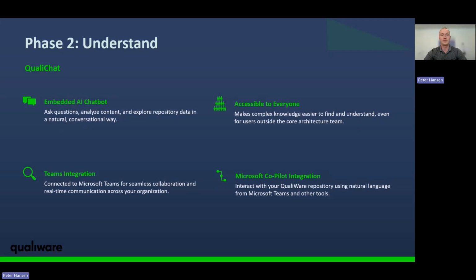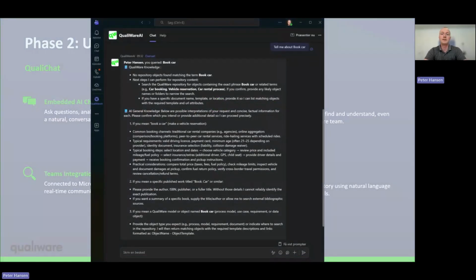This QualiChat works both inside QualiWare, of course, and we have a Teams integration and a Microsoft Copilot plugin right now. All right, so let me show you really fast. Here we have QualiWare AI or QualiChat in Teams. I asked it one question: tell me about book car, which is a diagram I have in my QualiWare repository. Within a minute or two, it fetched a lot of data regarding this book car. Or maybe it says it cannot find it, or maybe it will point you towards something similar to book car.